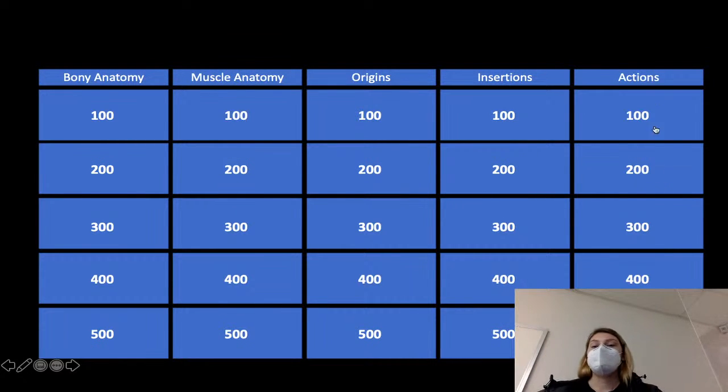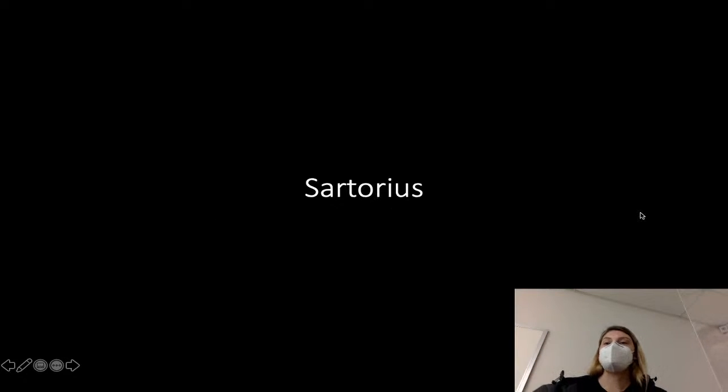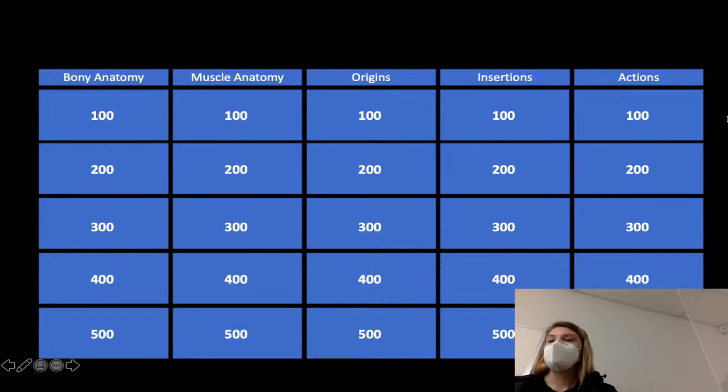Actions 500. At least you're jumping around now. Make it a little bit more entertaining. Knee flexion, hip flexion, abduction, external rotation. Yes, sartorius. That is the figure 4 position. So that is 500 for you guys. Okay, there is 4, 5 in origins, 2 through 5 in insertions, 1 through 4 actions.